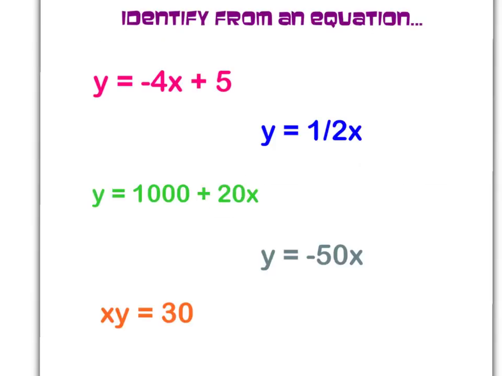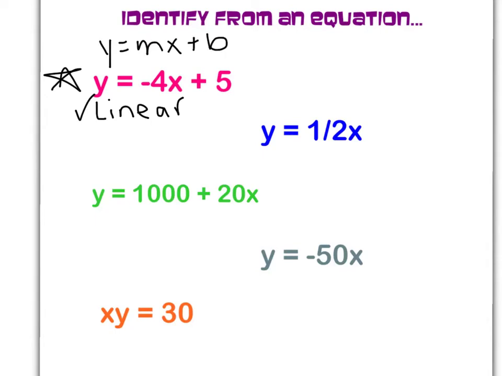Let's look at these equations and see if they are proportional. Starting with this one, y equals negative 4x plus 5. I know it's linear because it's in the form of y equals mx plus b. When I check the y-intercept, I can see that it has a y-intercept of 5. So it does not have a y-intercept of 0. So this one is not.